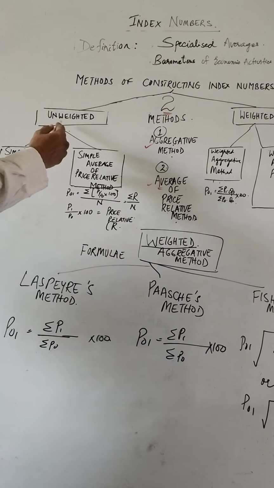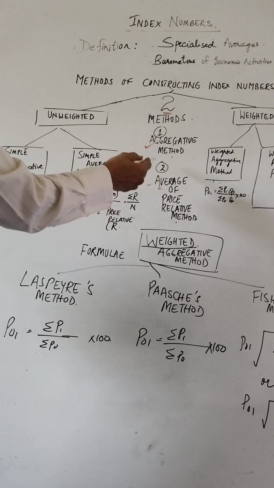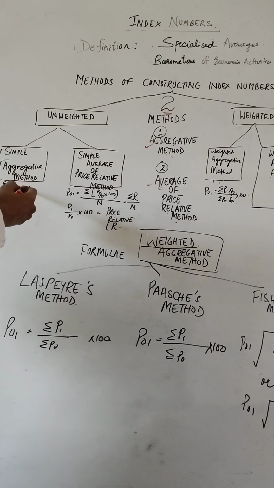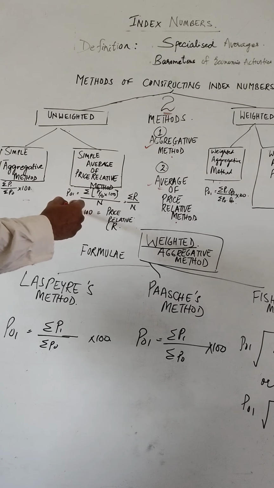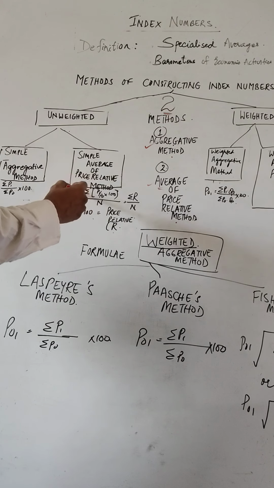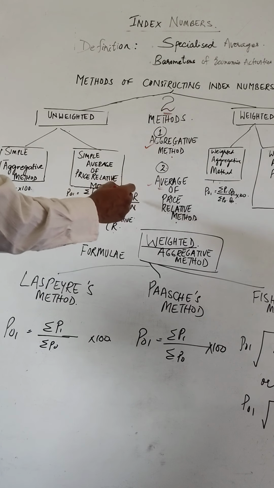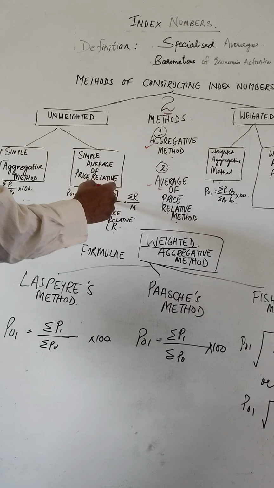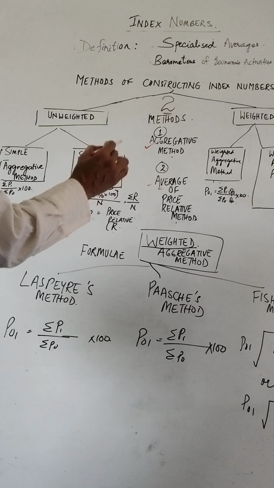So unweighted again has these two methods, which we finished in the last two classes. One is the simple aggregative method. The formula is sigma P1 upon sigma P0 into 100. That's the index number. And then we have the simple average of price relative method. So what is a price relative? Price relative is P1 upon P0 into 100, that is equal to R. When we are doing the simple average of price relative, we just take the sigma of the relatives, that is the price relatives, divided by the total number of commodities in question.